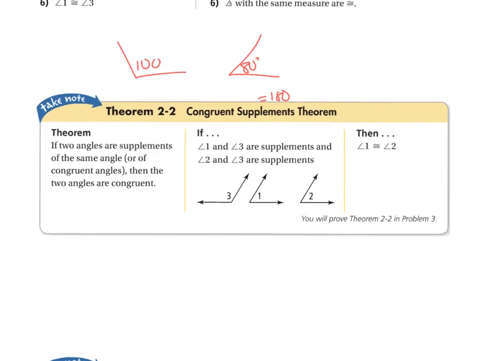Okay, so on this one, the theorem says if angles 1 and 3 are supplements, and angles 3 and 2 are supplements, then 1 and 2 must be equivalent. So those are congruent, which makes sense because they both share angle 3. If they're both the supplement of angle 3, they have to be congruent, because 3 plus that angle is 180, and 3 plus the other angle is 180. Those angles have to be the same angle.